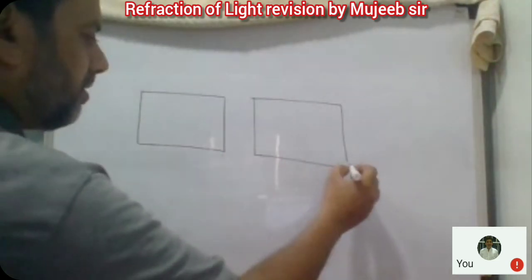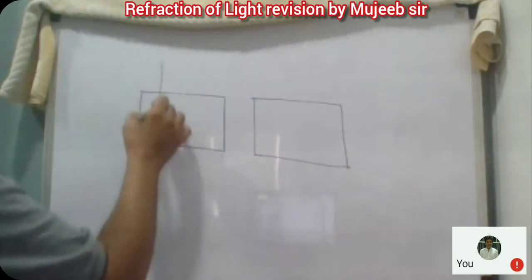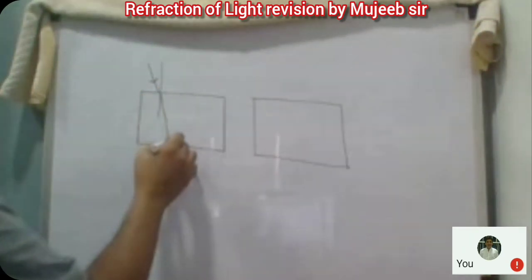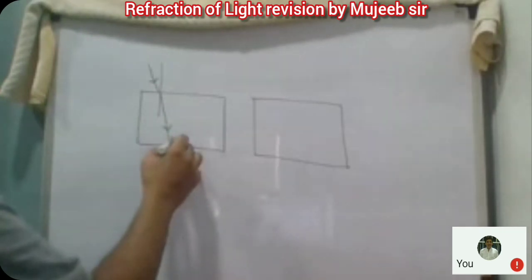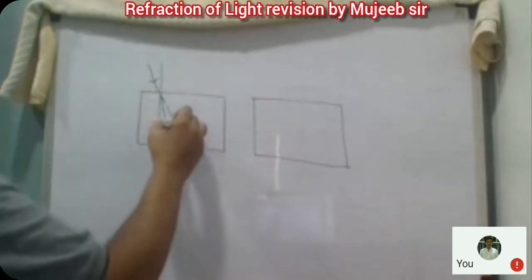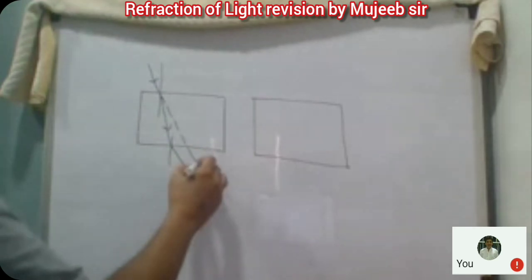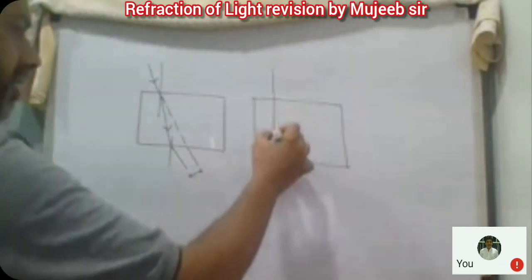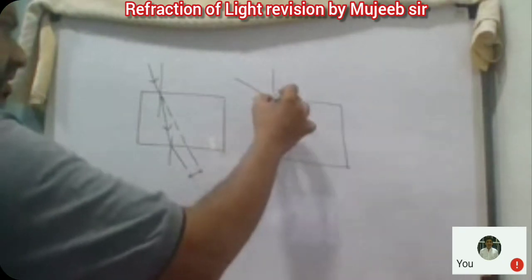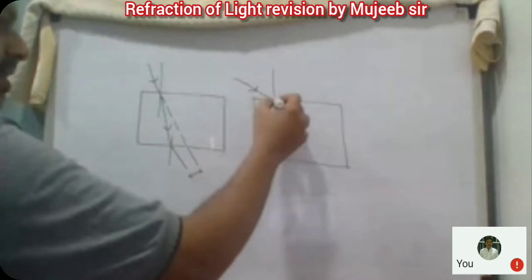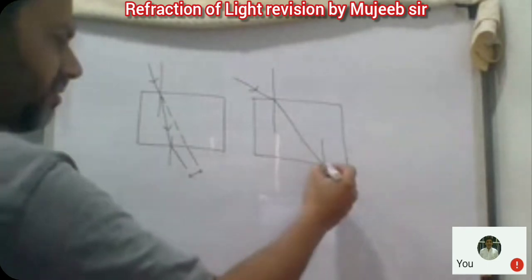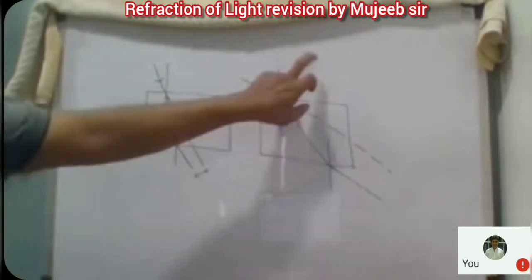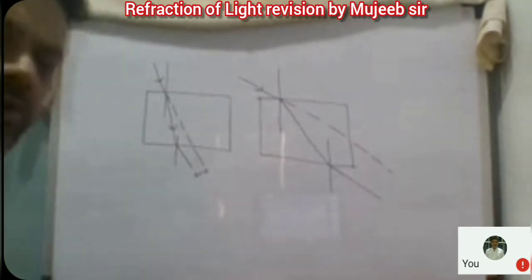Now see, suppose in the beginning the angle of incidence was very small, so the angle of refraction will also be very small, and the ray of light will come out from here, and then extend this. Okay, this is the lateral displacement. Then suppose this is the angle of incidence. Now it has been increased by a large value, so it will go here, then it will come out from here. See, as the angle of incidence increases, the lateral displacement also increases.